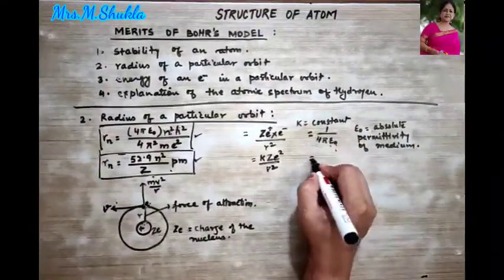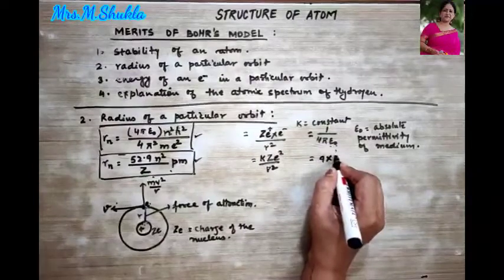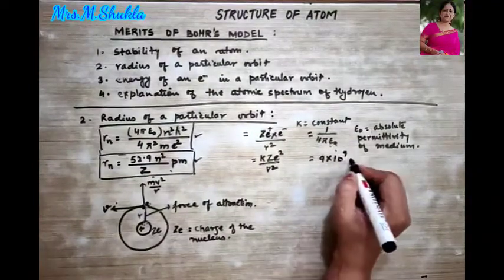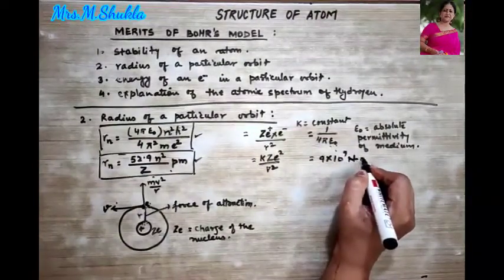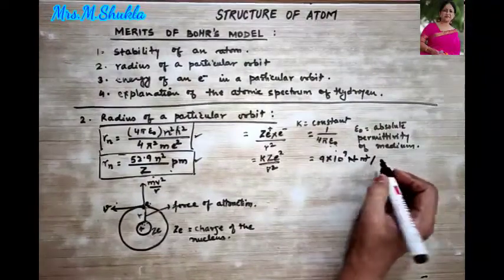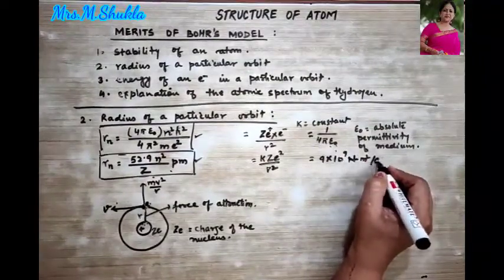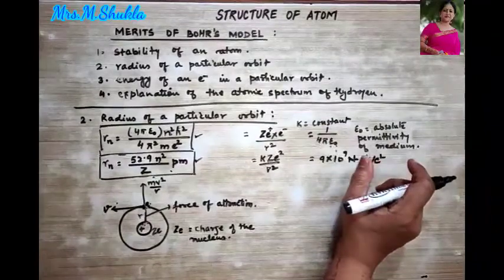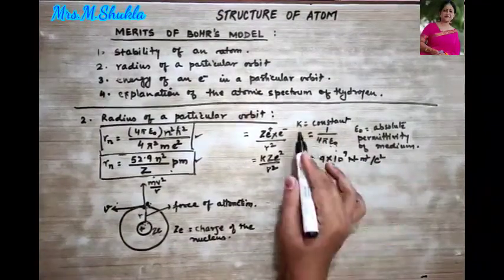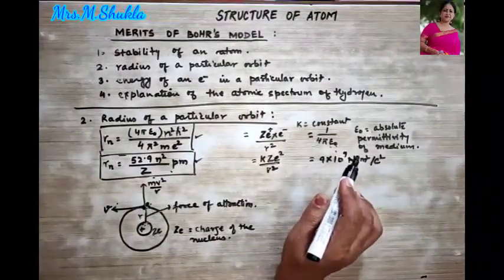Clear? And it has a numerical value. What is the numerical value of this? It is always 9 into 10 to the power 9 Newton meter square per Coulomb square. Okay, this is the value of this constant k.